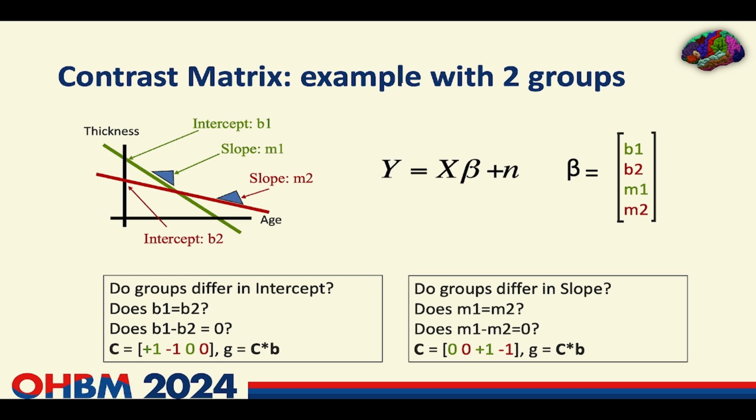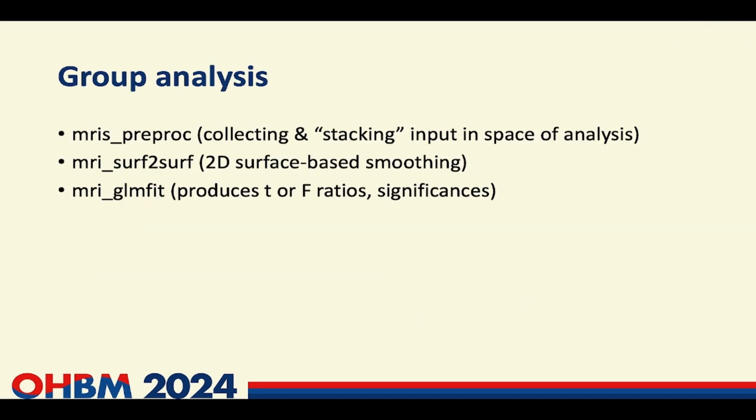So for example, if you want to ask the question whether the groups differ in their intercepts, then your contrast matrix, which is down below, is just going to be a +1, -1, 0, 0. This is going to be your input into the FreeSurfer analysis. Or if your question relates to whether they differ in slope, then there's going to be 0, 0, +1, -1. Again, this is a very quick summary of how you translate your questions into contrast matrices. But we have lots of various examples that are detailed on the website. I just wanted to show you how easily you can do that.